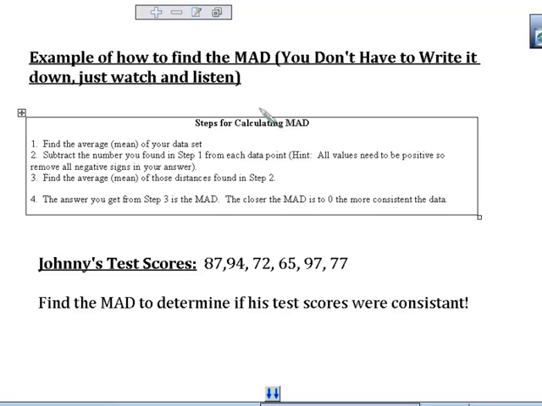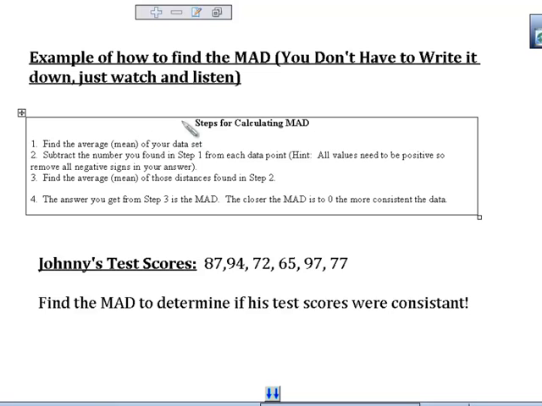So the steps to calculating MAD are right here in front of you on the screen, plus it's on your note sheet as well. The very first step is to find the average, which is the mean of your data set. So here in this example, you'll notice that I have Johnny's test scores. These are percentages: 87%, 94%, 72%, 65%, 97%, 77%. So those are his scores. We're going to find his MAD to determine if his test scores are consistent. So is he a consistent test taker?